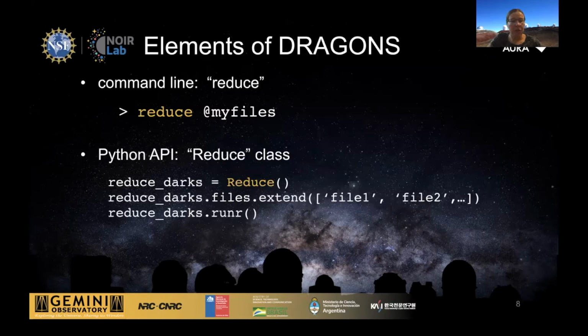Now to run DRAGONS on the command line, it's the command reduce. And for many steps, you don't need to add customization or anything. You just type reduce, your file list, and off it goes. It does the work for you. If you prefer to code, let's say you have 50 observations exactly identical, you might want to automate that instead of running it on the command line. Well, we also have a Python API, also called reduce, but this is a class. It does essentially the same thing as the command line reduce, just from a program instead of the command line.